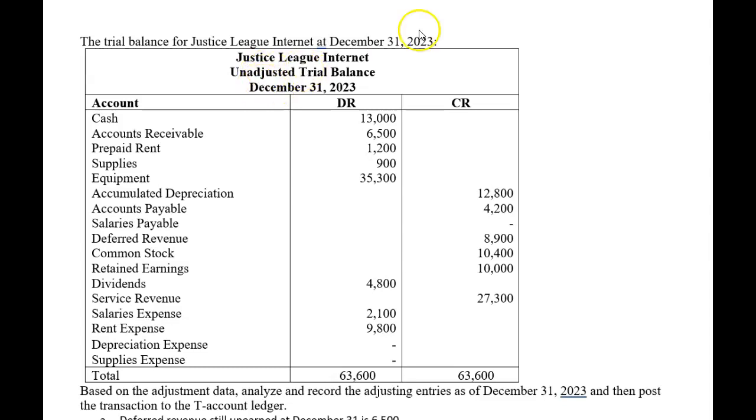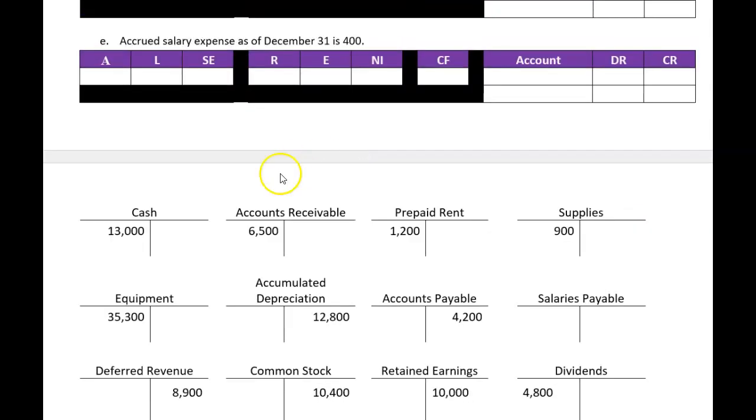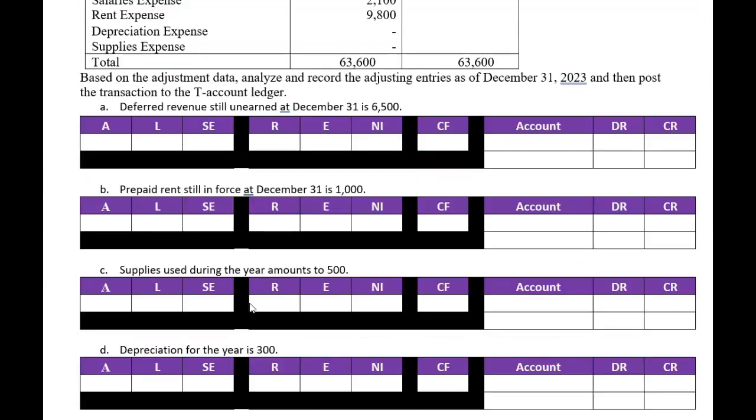So we've got Justice League Internet as of December 31st, 2023. Here are all of our accounts and their balances. Now notice all of these would have already been recorded and posted to the ledger. So if you scroll down to your ledger, notice all those balances are already in our ledger. So we've already got them posted in there. All we need to do is update them for the final adjusting entries for the end of the year to make sure everything is good to go.